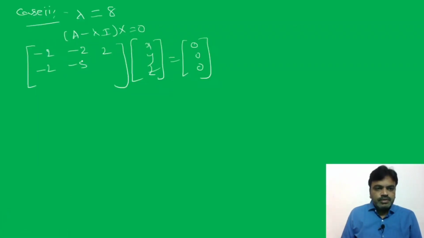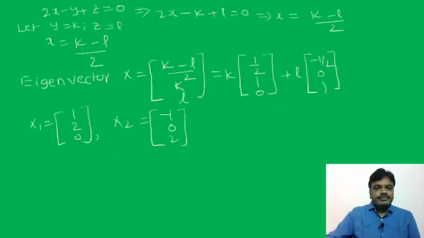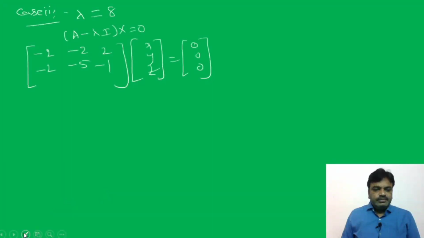Minus 2, minus 5, minus 1. And last row, 2 minus 1, minus 5.